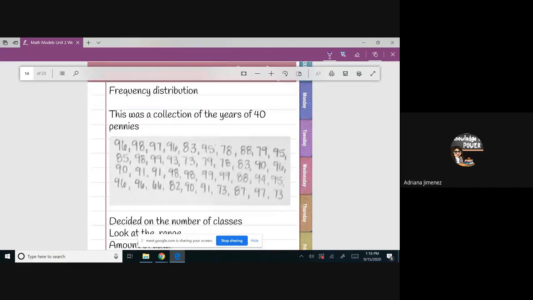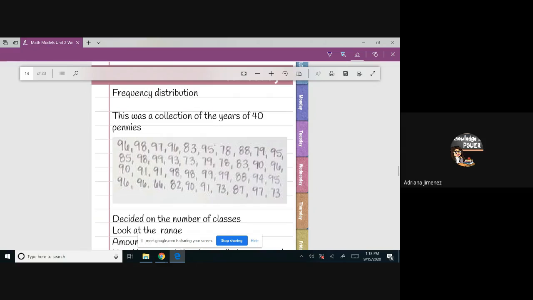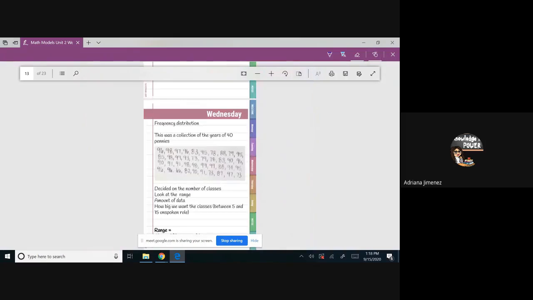Okay, so frequency. This was a collection of numbers, and oh, this is so blurry. So I'm going to try to erase this and see if I can zoom. A little bit better. Hopefully y'all can still see it. All right, so frequency distribution. This collection was collected out of 40 pennies. The dates actually stand for the date it was made.